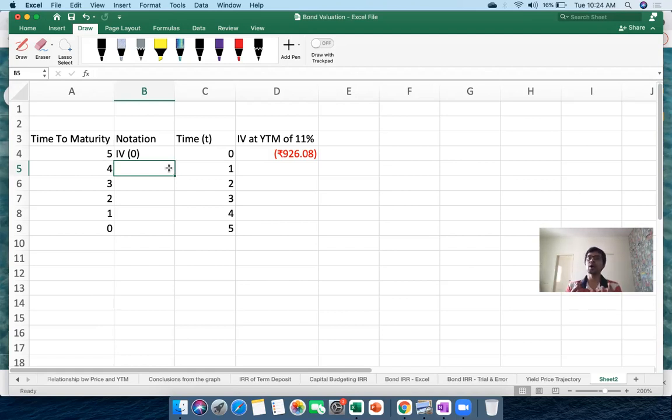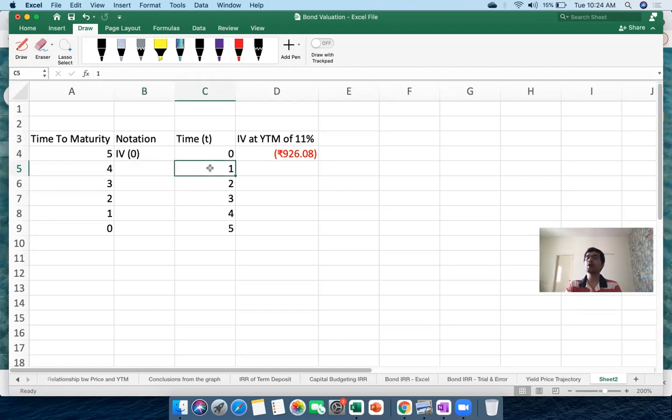Standing at t equal to 1, this bond's intrinsic value is going to be the present value of all the future cash flows discounted at the required rate of return. This time, the future cash flows are not 5 coupons, it's only 4 coupons, because 1 coupon has already been received, since 1 year has passed by.